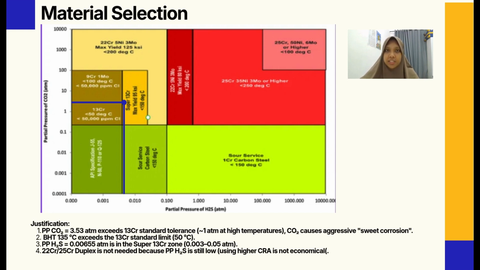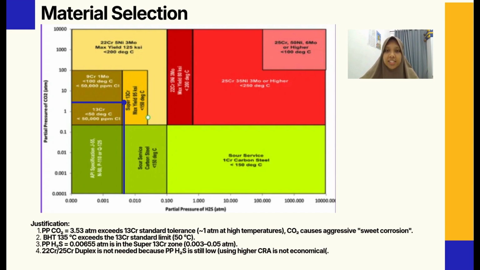Okay, moving on to the material selection, this decision is driven by the well's corrosive environment, specifically CO2 and H2S levels. Our data here shows a CO2 partial pressure of 3.53 atm, and it can cause sweet corrosion. It significantly exceeds the standard 13 CR tolerance of about 1 atm at high temperatures. Additionally, our BHT of 135 Celsius exceeds the 13 CR temperature limit of 150 Celsius.